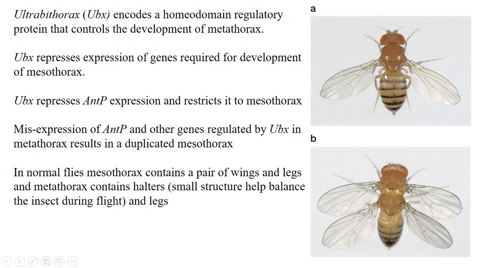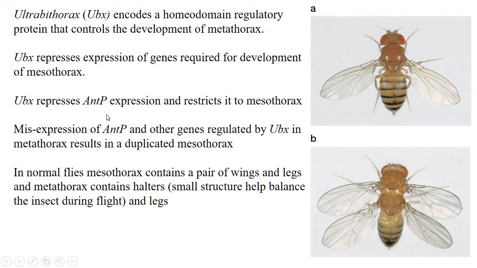Ultrabithorax encodes a homeodomain regulatory protein, and this protein controls the development of the metathorax. The metathorax is where the wings are. So Ultrabithorax expression represses the expression of genes required for development of the mesothorax. It will repress the genes that require development of mesothorax in the metathorax. Okay, so that means metathorax becomes metathorax.